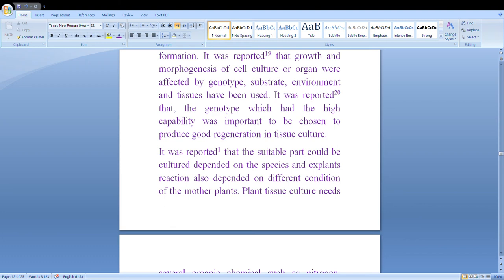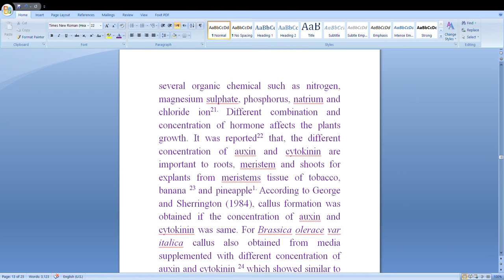Plant tissue culture needs several organs and chemicals such as nitrogen, magnesium, sulfate, phosphorus, sodium, and chloride ion. Different combination and concentration of hormones affect the plant growth. It was reported that the different concentration of auxin and cytokinin are important to roots, meristems, and the shoots for explant from meristem tissue of tobacco, bananas, and pineapples.